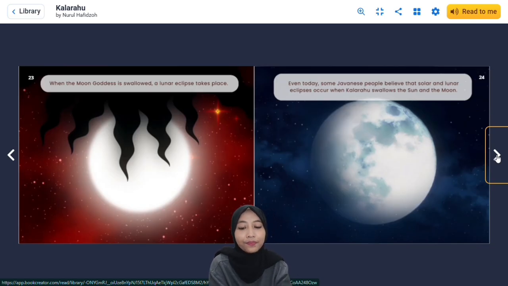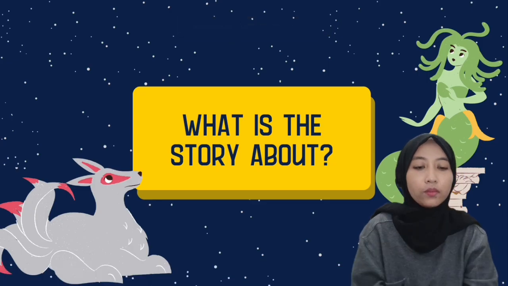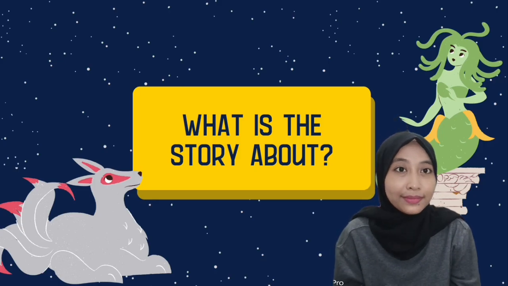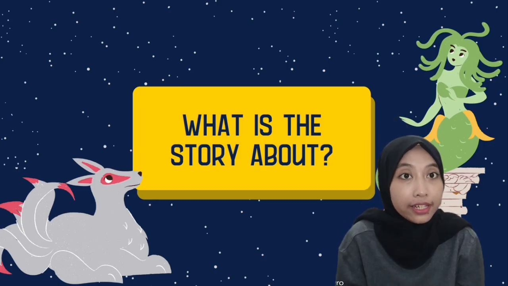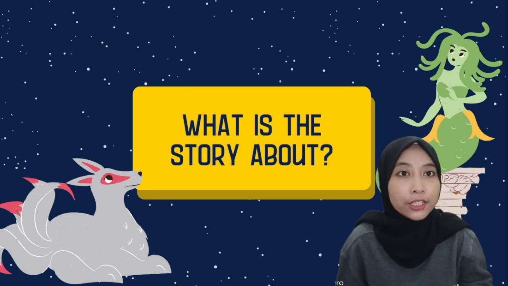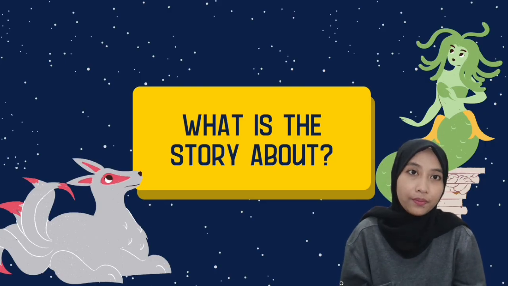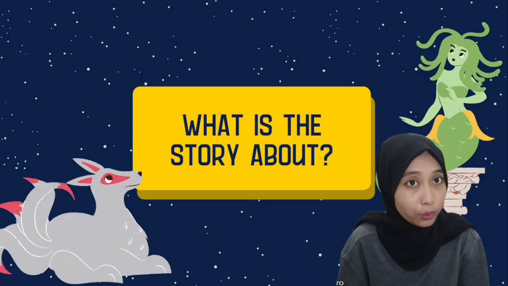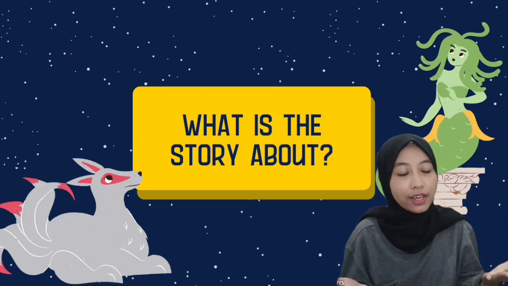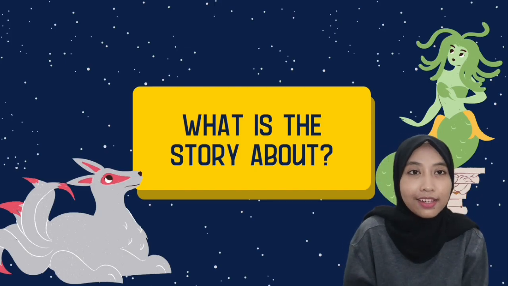The end. Now that we have read the story, what can you tell about the story? What is the story about? Yes, the story is about a giant named Kalarahu who is greedy. He wants to be immortal like the gods and goddesses by drinking Toya Urip. But he's not supposed to drink that. So Sanghyang Wisnu, as the highest god, punishes him by severing his neck with the chakra weapon.